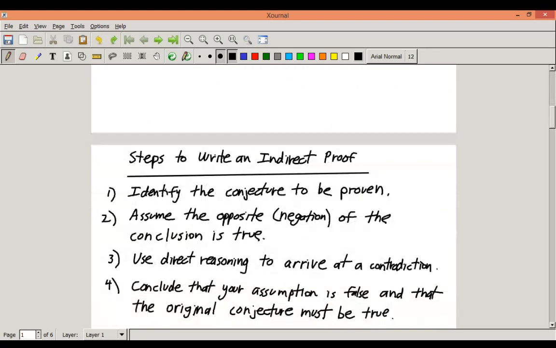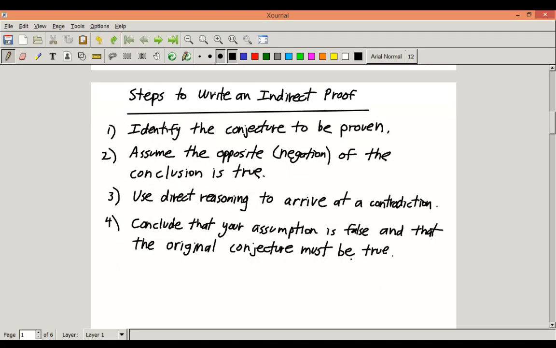So let me summarize the steps to writing an indirect proof. It's 4 steps, really. Identify what you're trying to prove. What are you trying to prove? That's your conjecture. After you've identified your conjecture, assume the opposite or the negation of that conclusion. Assume the opposite is true. Just say, you know what, let's just say the opposite of that is true, just for instance.